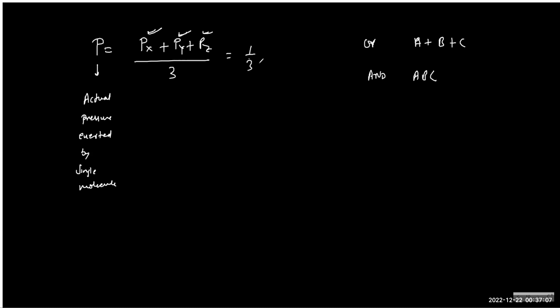And if you do so, the term m by V we can take common. What are we going to get? And what does this represent? It represents the square of the actual speed of the molecule, right? So the pressure of each molecule is 1/3 of the mass of the molecule upon volume into speed square.